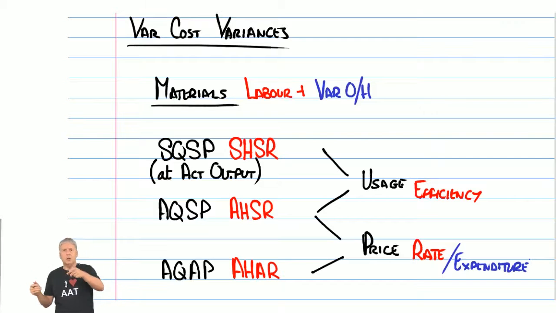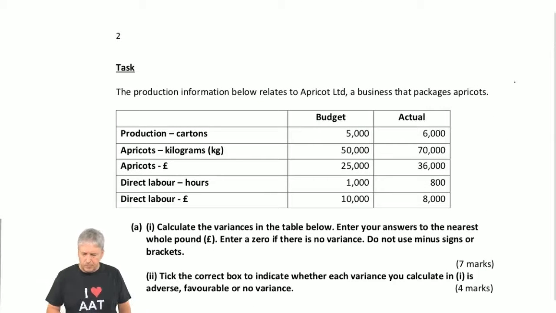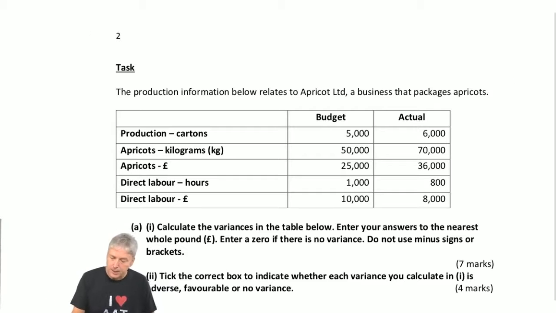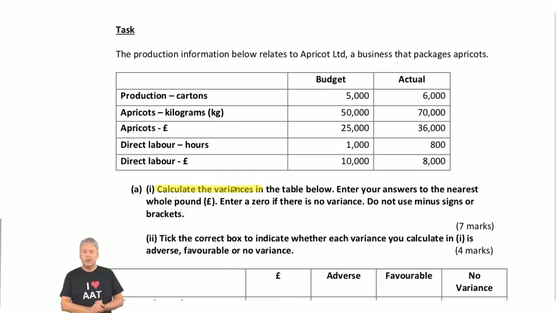So, let's go back and look at the task that was actually set for you to do. This was set by the AAT, and with any task that you have, especially at level 4, where some of the questions can go on forever, you must start by looking at the requirement. What is it that the examiner wants us to do? So in part A, we've got to calculate the variances in the table below, enter your answers to the nearest whole pound, enter a 0 if there is no variance. Do not use minus signs or brackets. Of course, you wouldn't do that because you are going to label them as adverse or favourable.